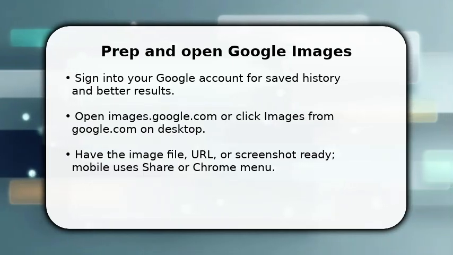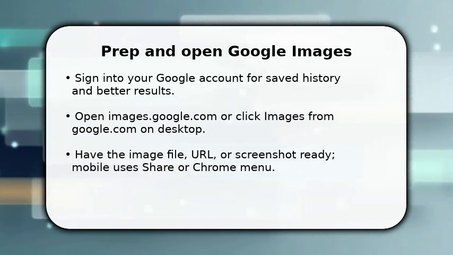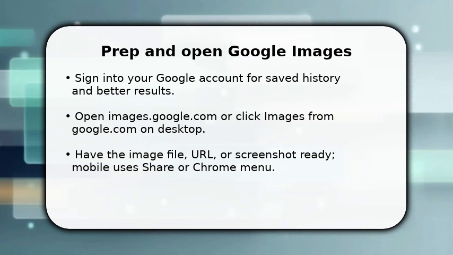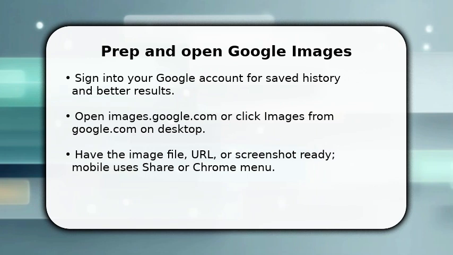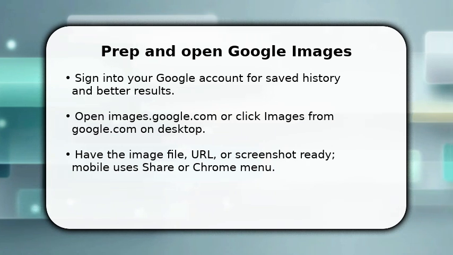You start by preparing one thing, the image. You can use a local file, an image URL, or a screenshot. Once ready, open Images.Google.com or tap Images from Google. Signing into your Google account helps with personalized history. Now click the camera icon or the mobile share right arrow search image option.